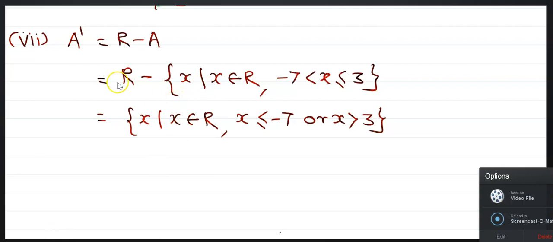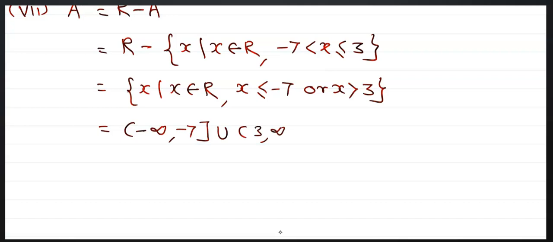Now see this here, one thing: R minus x is such that x belongs to the set of real numbers, x lies between minus 7 and 3, and equal to 3. That means if you subtract this interval, then you will get x such that x belongs to the set of real numbers. Here a is strictly less than, but here x is less than or equal to minus 7. What about here? Here it is less than or equal to, and it becomes greater than 3. X is greater than 3, and in this way you have to remember.